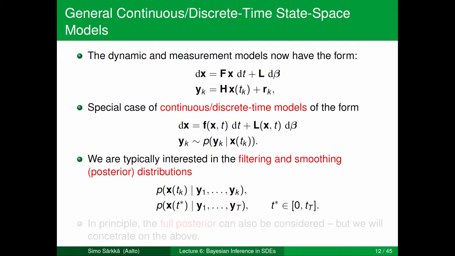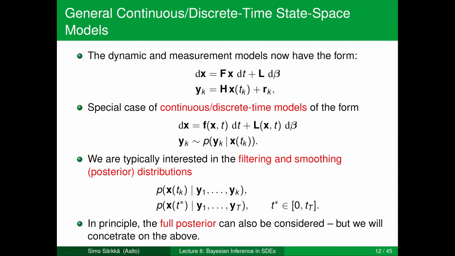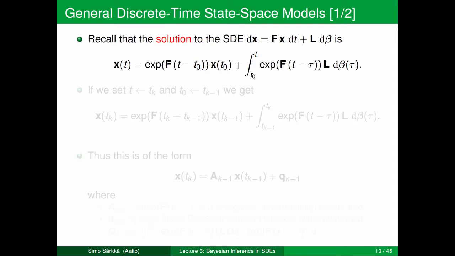Typically, in this kind of models, we are interested in the filtering and smoothing distributions as well, which are now given as x at t_k given all the measurements from 1 to k, or the smoothing distributions, which are the distributions of x at t star given all the observations from 1 to T, where t star is on the interval from time 0 to T. In principle, again, the full posterior distribution could also be considered, but we will now concentrate on the above distributions only. It now turns out that this model is actually weakly equivalent to a discrete time model.